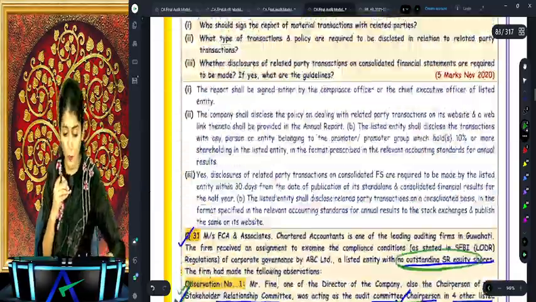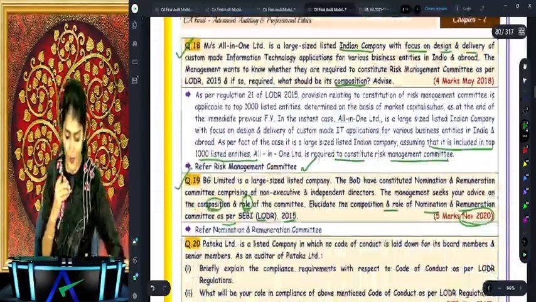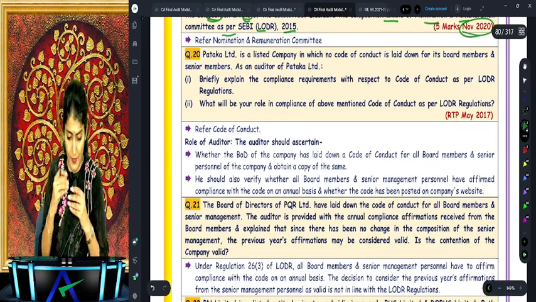Only when you know all the provisions, right? So now let's proceed further into the chapter.